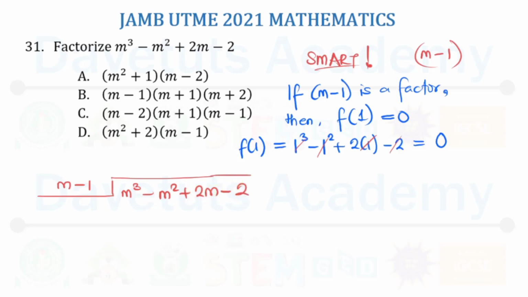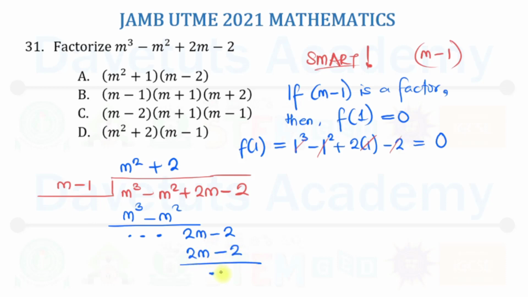Okay, so m in m raised to the power 3 is m raised to the power 2. m raised to the power 2 times m will give me m raised to the power 3. m raised to the power 2 times minus 1 will give minus m raised to the power 2. So if I subtract this lower one from this upper one, of course, that is nothing. So I can bring this down, 2m minus 2. m into m, that is 2. 2 times m is 2m. 2 times another one is minus 2, and good.